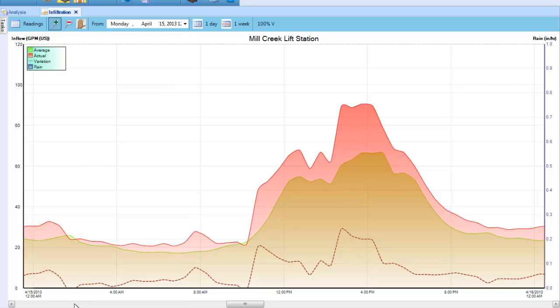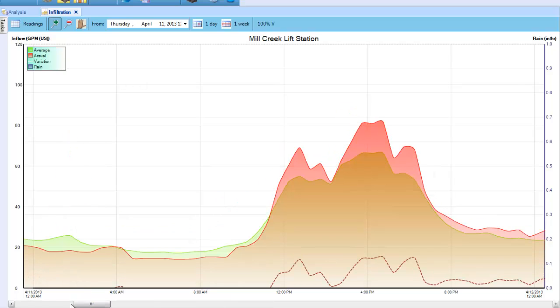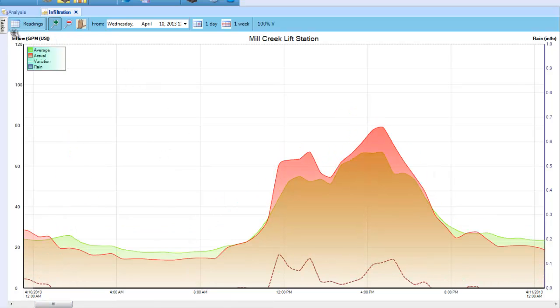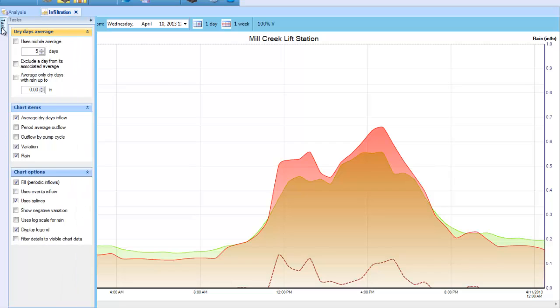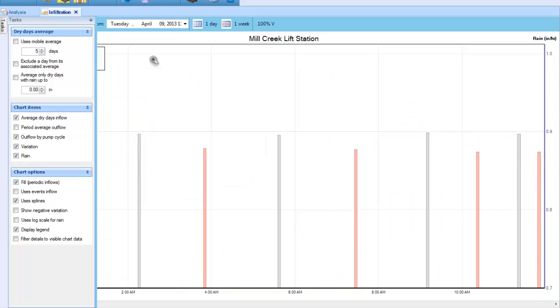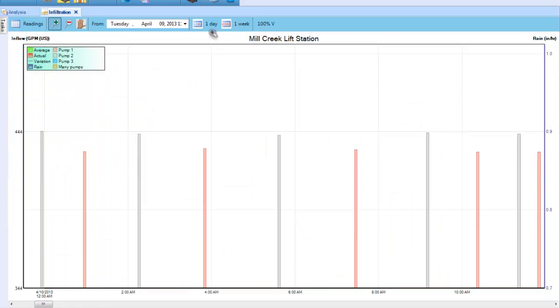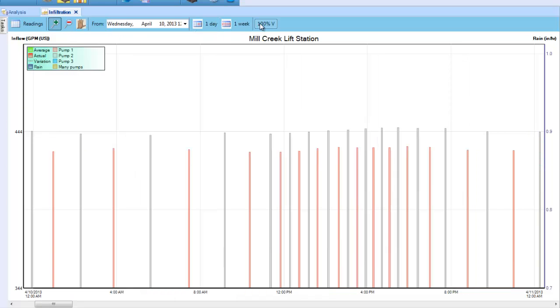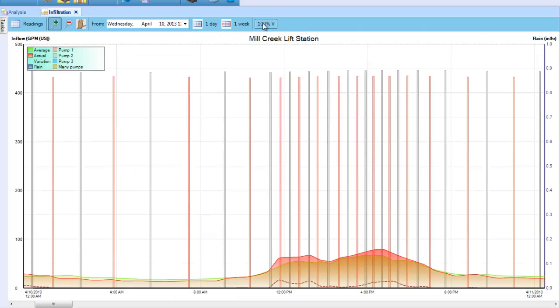Now, one of the other things I want to show you about this report is that you can actually go to your taskbar, open up your task, and go down, and you can view your outflow by pump cycles. When you highlight this and click on the report again, the taskbar will go away. Then you click on 1 day, 100% view to reset the scaling. Now you see your pump capacities versus your flow rates.